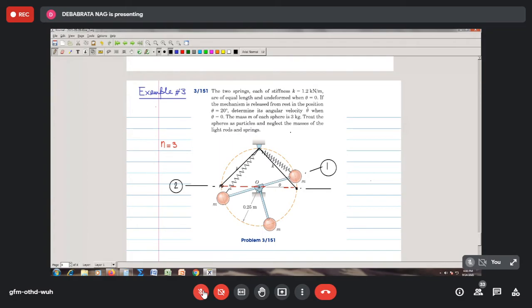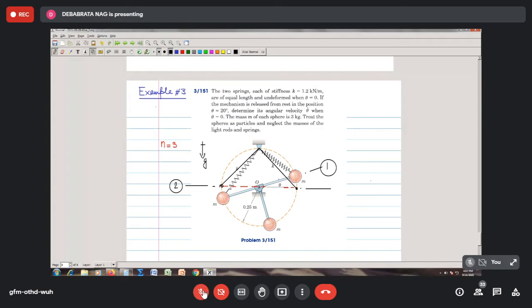The mass of each sphere is given as 3 kg, and treat these spheres as particles and neglect the masses of the light rods and the springs. So we do not have to take the mass of this rod. And the second thing is this: though it is not very clear, it is assumed that the entire assembly is in the vertical plane, though I think it should have been mentioned.